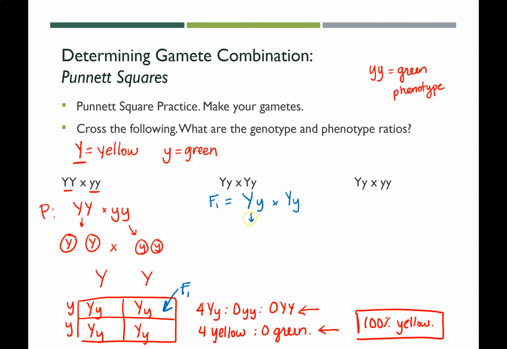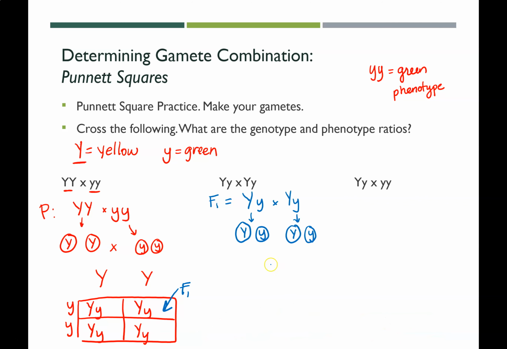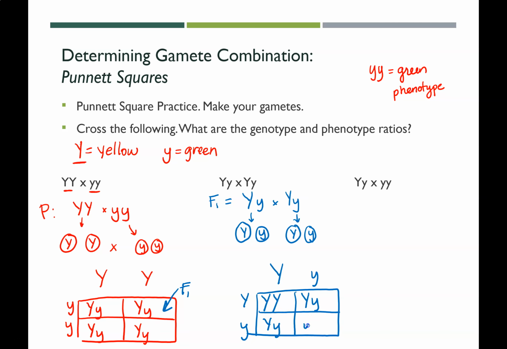Again, let's look at our gametes. This individual could produce gametes that are big Y or little y. This individual could produce gametes that are big Y or little y. So if we transfer those to a Punnett square, we've got our heterozygous from one parent, heterozygous from the other. Now we see something different. We have a homozygous dominant individual, two heterozygous individuals, and one homozygous recessive.